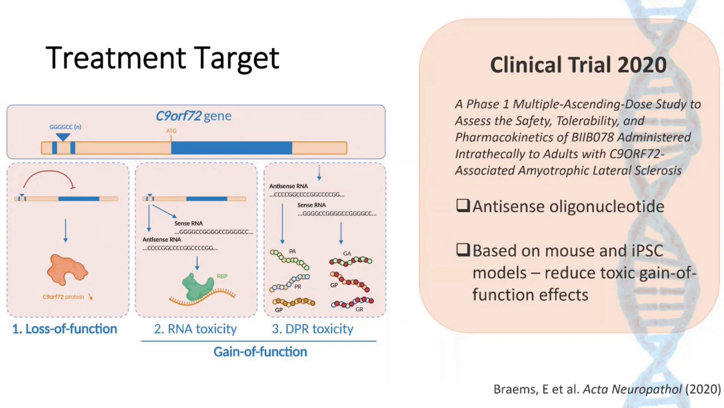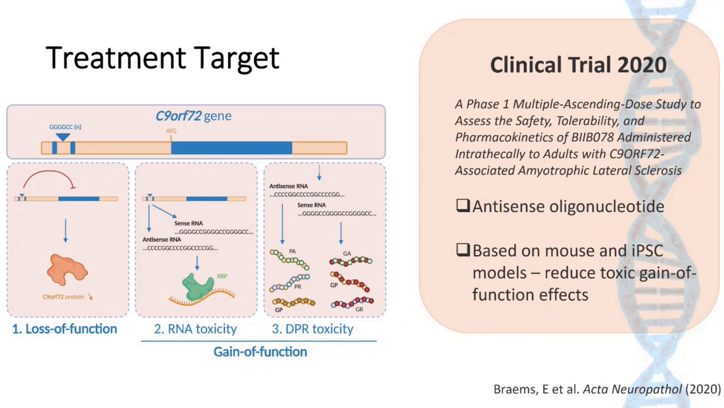So what's the kind of future of c9ORF72 and why are we interested in it? Obviously, it has prognostic implications, but actually, now that we have identified this gene mutation, it's a possible therapeutic target for future drugs for ALS and other diseases. And this image on the left just summarizes the proposed pathophysiology of this mutation.